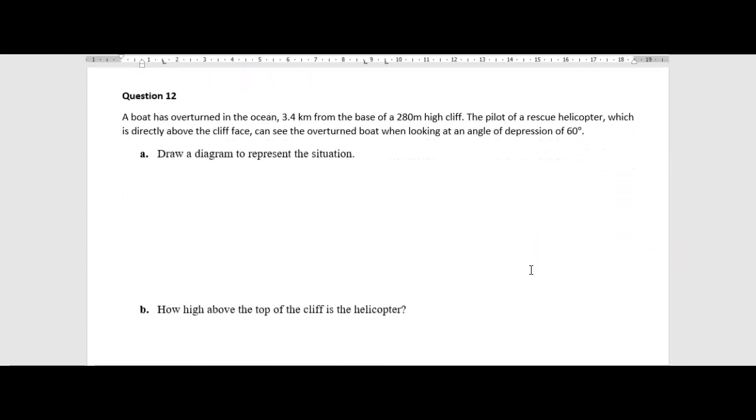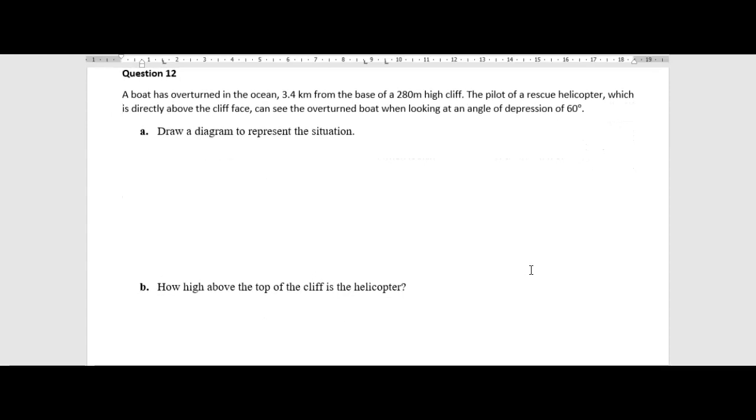Question 12. A boat has overturned in the ocean 3.4 kilometers from the base of a cliff. Okay, so let's draw the cliff. 280. Now we've got different units, kilometers and meters, which is always horrible. But let's convert everything. It doesn't say meters or kilometers in our question, so let's just convert everything to meters. So 3,400 meters. And here is the boat.